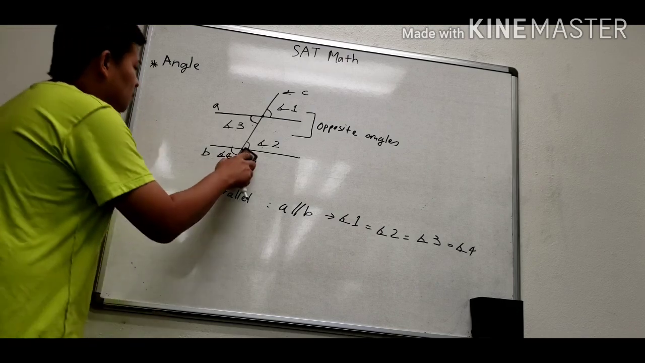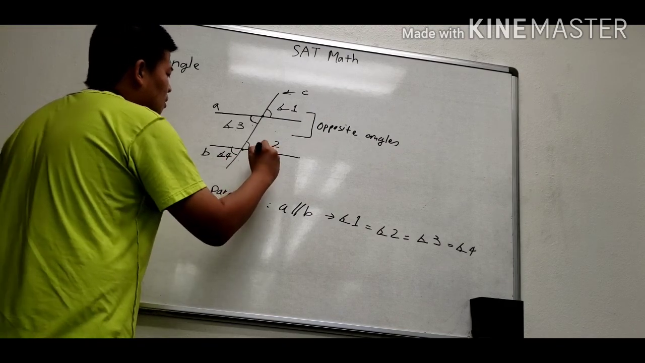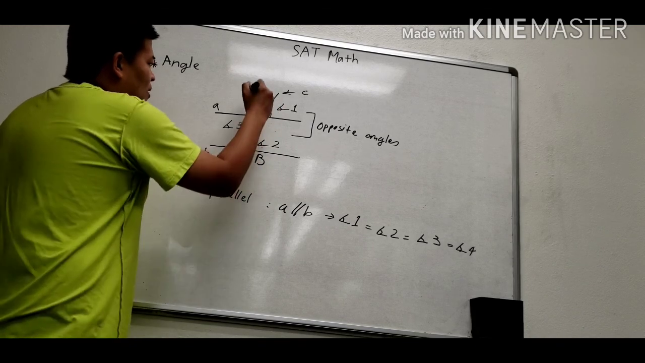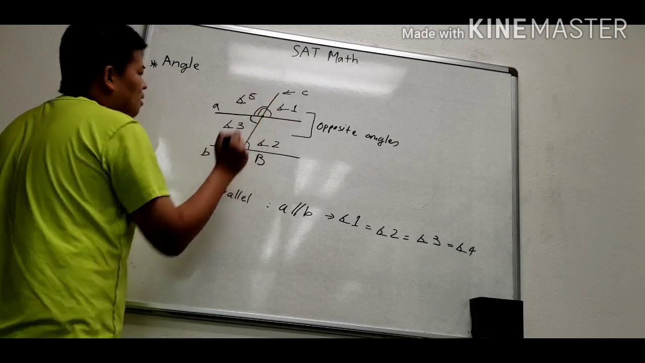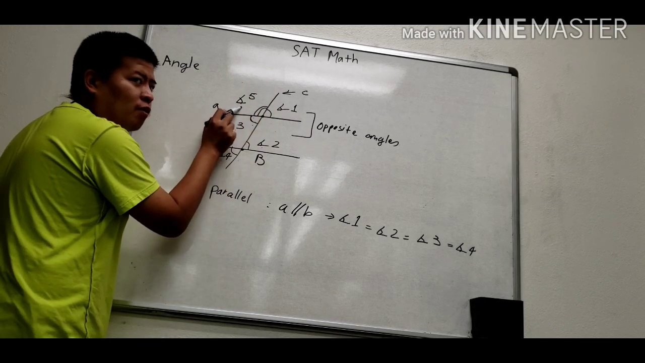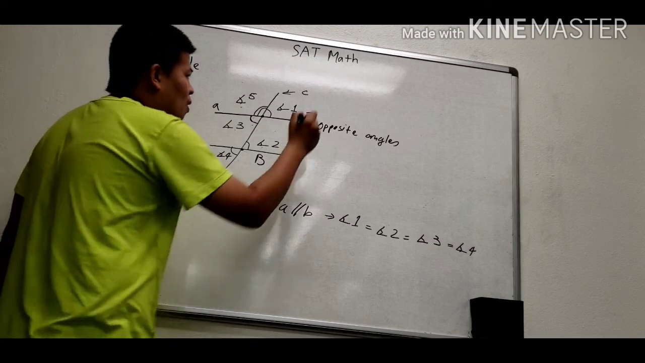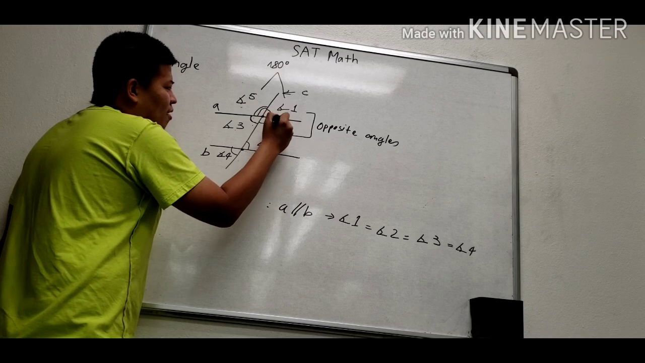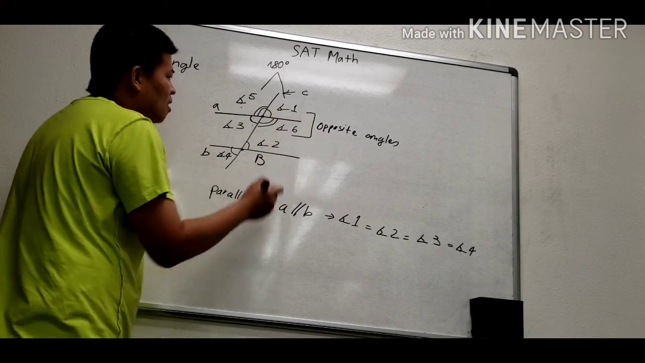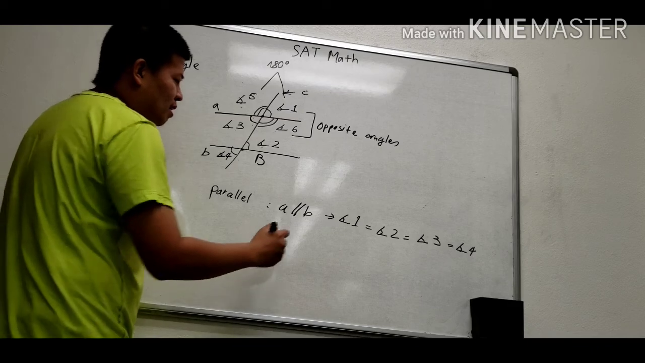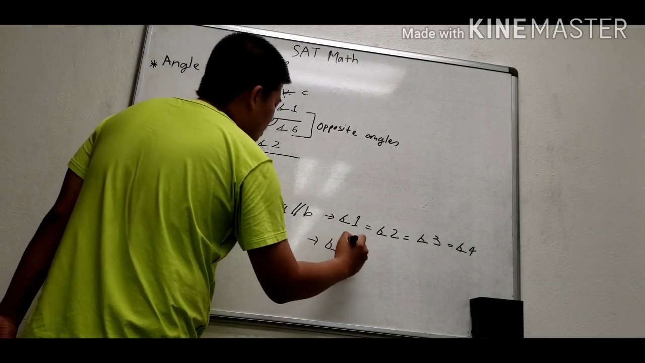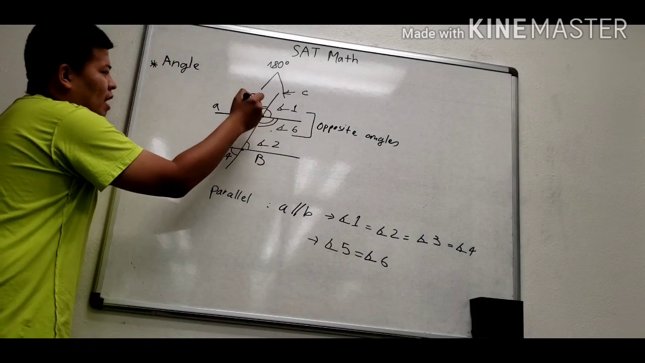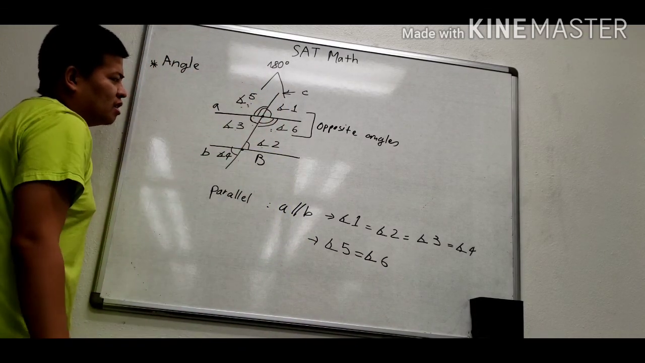Now the next one, we have this angle, which we call angle number 5, and we know that angle number 5 plus angle number 1 is 180 degrees. And this area, angle number 6, will be the same as angle number 5 because it is the opposite side. Because they are opposite, angle number 5 equals angle number 6.